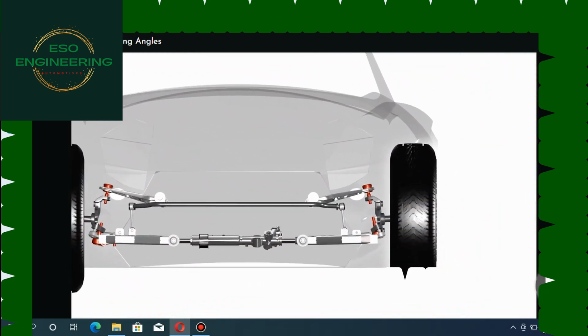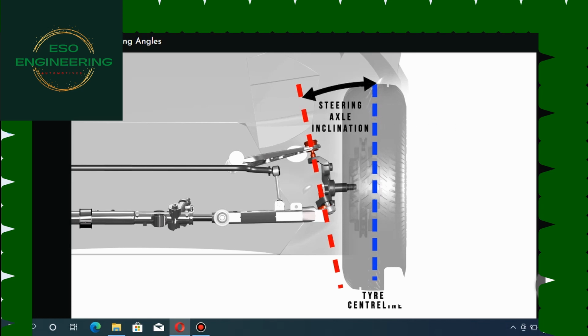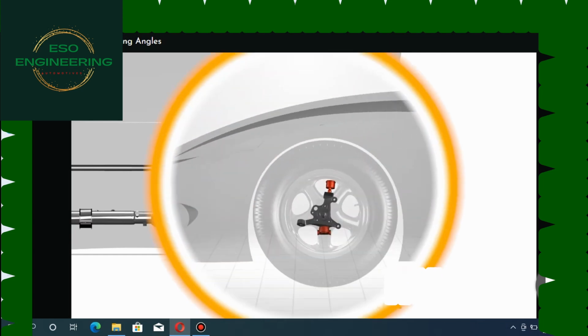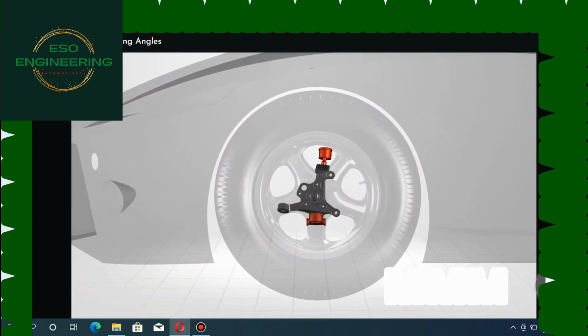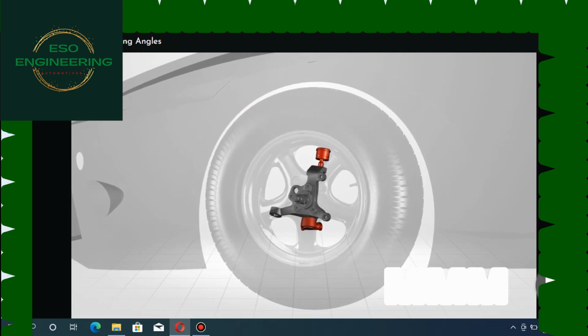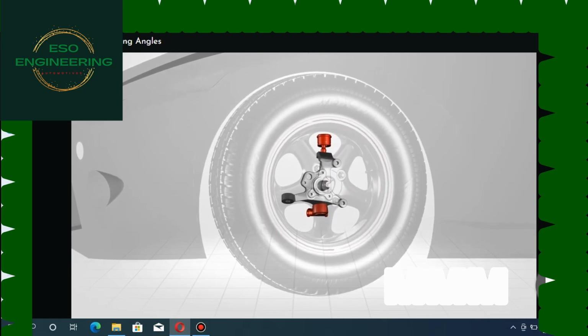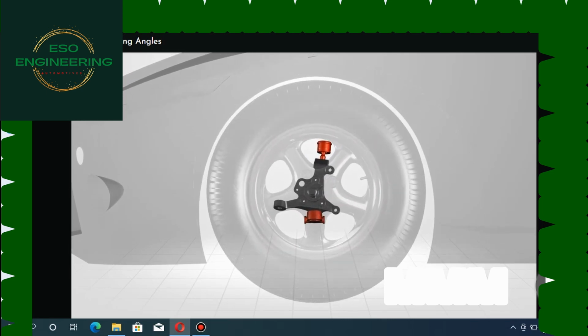Steering axis inclination is the angle between the centre line of a tyre compared to the centre of the steering pivots. This angle ensures the weight of the vehicle is projected through the tyre to the road. SAI urges the wheels to a straight ahead position after a turn. It does this by inclining the steering axis inward and causes the spindle to rise and fall as the wheels are turned in one direction or the other.